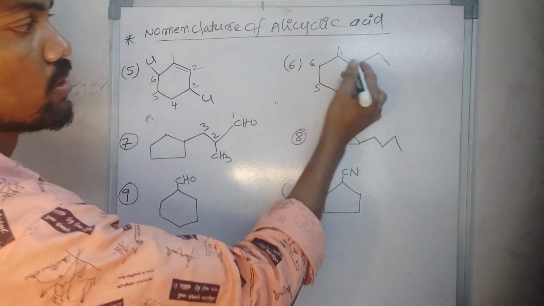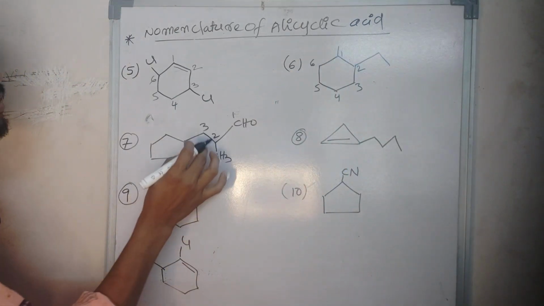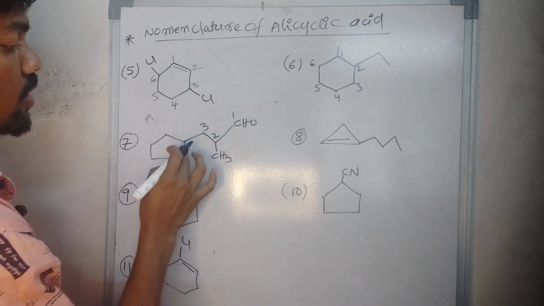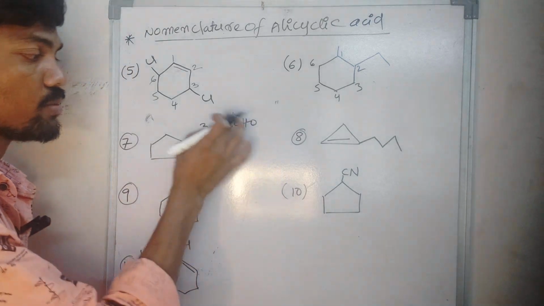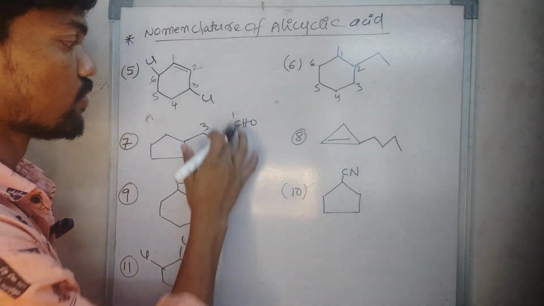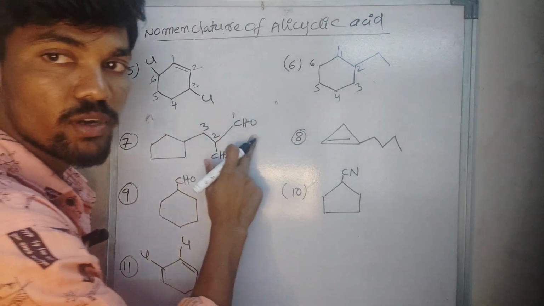1, 2, 3, 4, remember this. Next one: actually, this is a 3 carbon compound and this is a 5 carbon compound. But here a substituent is present, so we have to take this chain as the parent chain, 1, 2, 3. Why? Because the functional group is there.